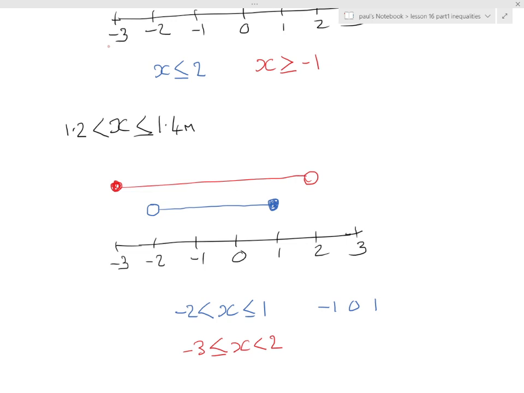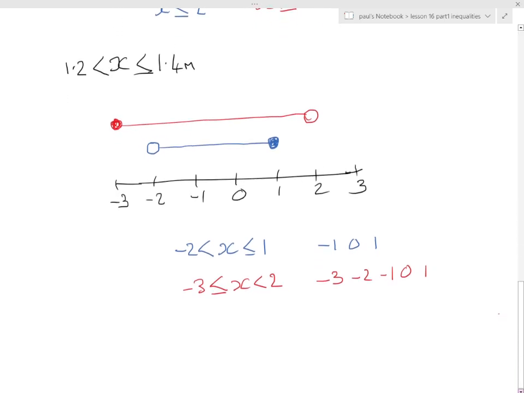Now, all the possible values of x, integer values, are going to be minus 3, minus 2, minus 1, 0, or 1, but not 2, because it's less than 2. Okay, so we've got all that done, so let's find out what we need to do next. Now we're going to use this as that little part is done.